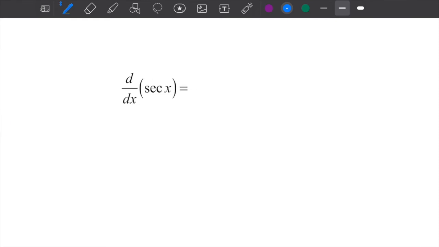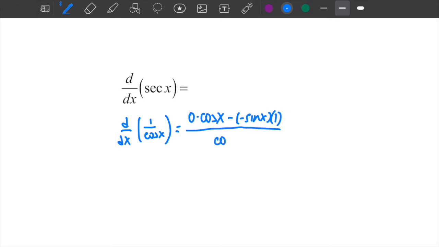Now, I remember secant, that is 1 over cosine. Remember, secant is the reciprocal of cosine. I'm going to apply the quotient rule. My numerator is 1, my denominator is cosine. So we're going to have derivative of the top. Derivative of 1 is 0. I'm just going to write it out: 0 times cosine of x. Subtract the derivative of the bottom. It's going to be negative sine x multiplied by the top, multiplied by 1, all over the denominator squared, cosine squared.